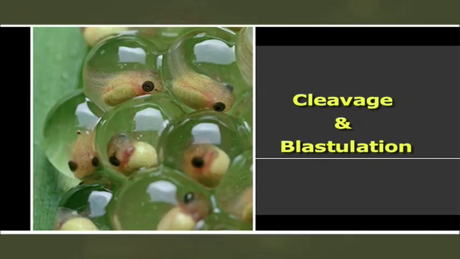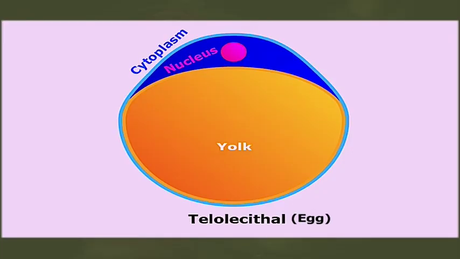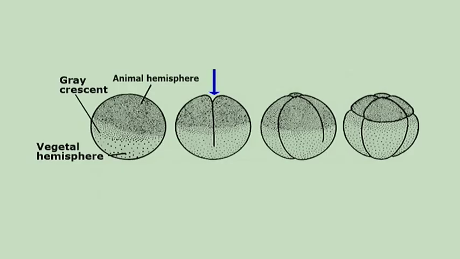The next topic is cleavage and blastulation. The cleavage of a fertilized and telolecithal frog egg is radially symmetrical and holoblastic. The frog egg contains much yolk which is concentrated in the vegetal hemisphere that acts as an impediment to cleavage. Thus, the first division is meridional and begins at the animal pole and slowly extends down into the vegetal region.